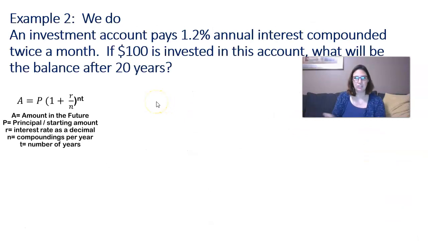Okay, so let's have you try example 2. Here's your situation. An investment account pays 1.2% annual interest compounded twice a month. If $100 is invested in this account, what will be the balance after 20 years? So take a moment, pause the video, and go ahead and do step 1. Don't calculate, I'm so sorry. Hopefully you remember step 1 is to substitute your given values into the formula.